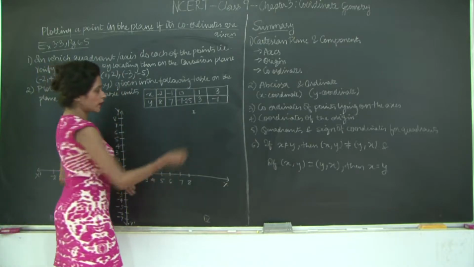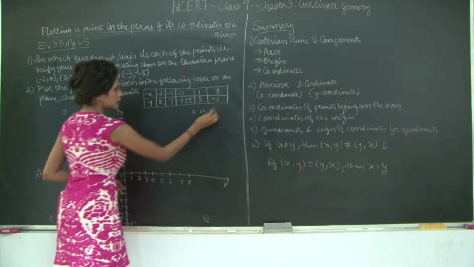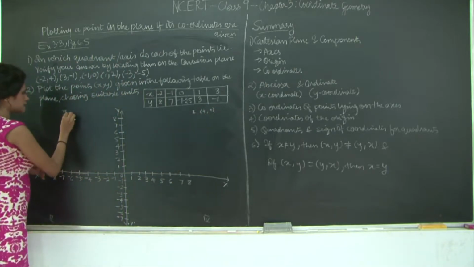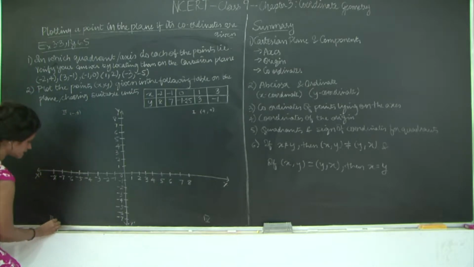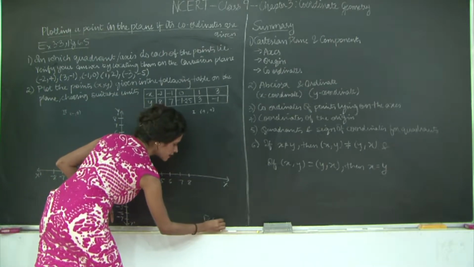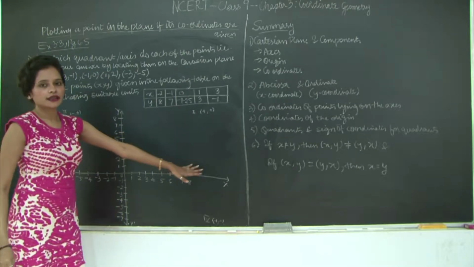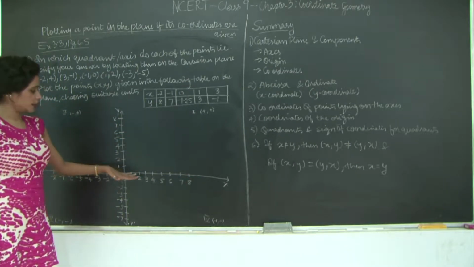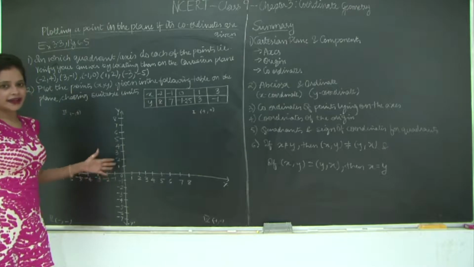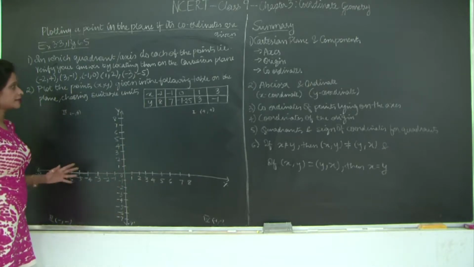Now the sign of the coordinates here in xy format would be plus plus, this would be minus plus, this would be minus minus, and here we will have plus and minus. Now these plus and minus signs are according to the positive x-axis and the positive y-axis, and similarly negative y-axis and the negative x-axis.